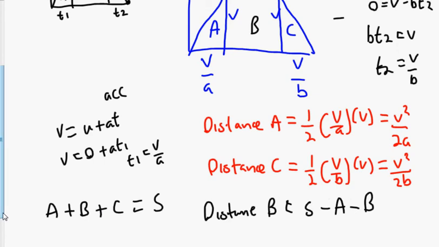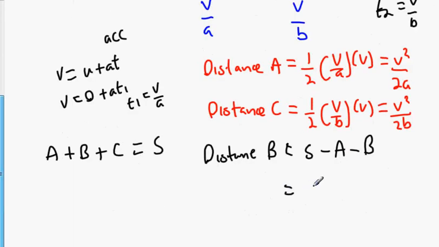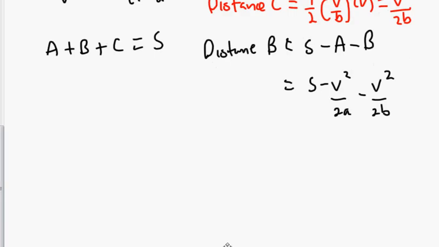Then we just put it all in, and we're going to get s minus phi squared over 2a minus phi squared over 2b. Okay, and then also what we have to do now is divide this. So for constant velocity, time equals distance over speed, or distance over velocity.